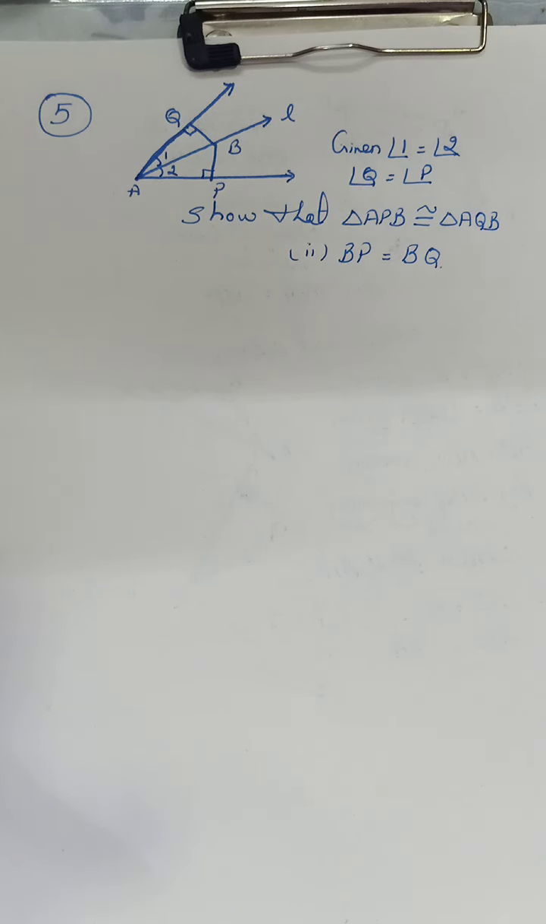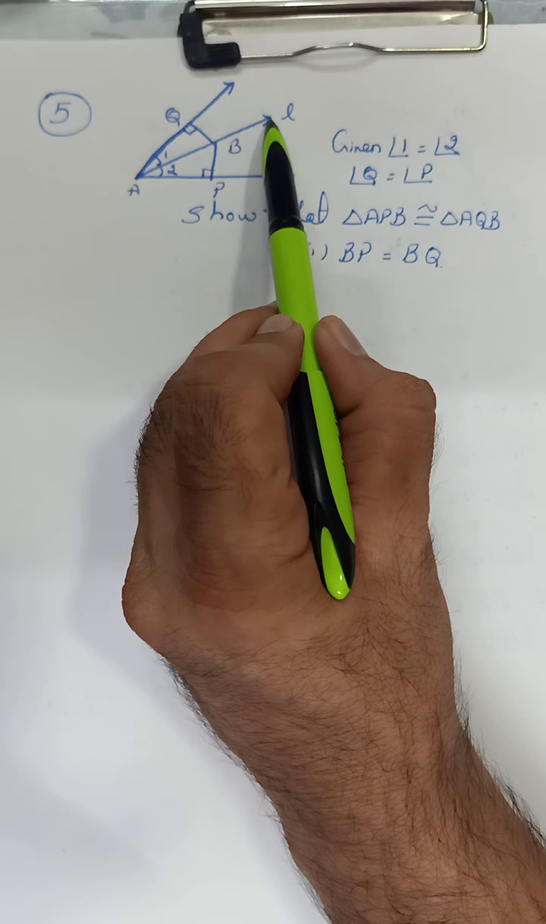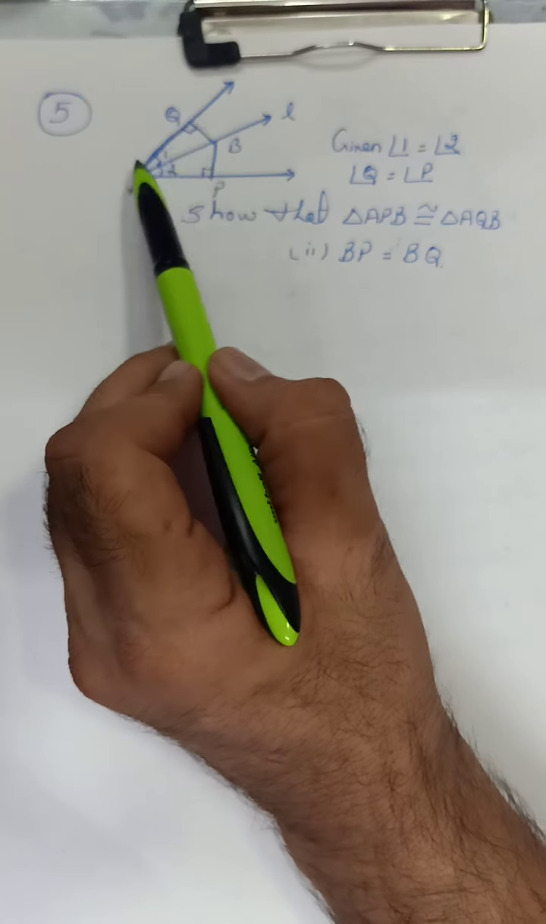Now students, now we'll take the fifth question. This is a very important question. The figure is there. In this figure, this line L, it's given. You can read the question. This line bisects this angle.